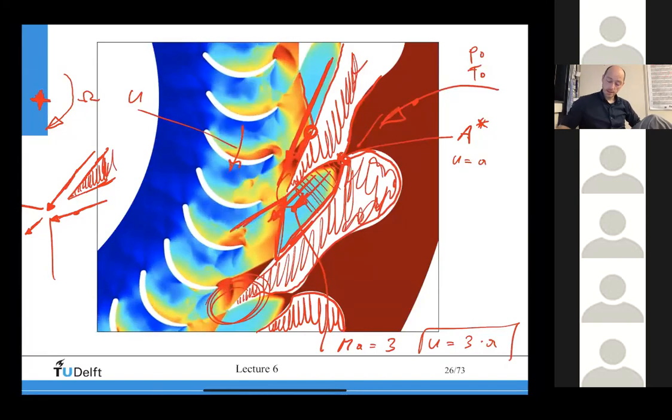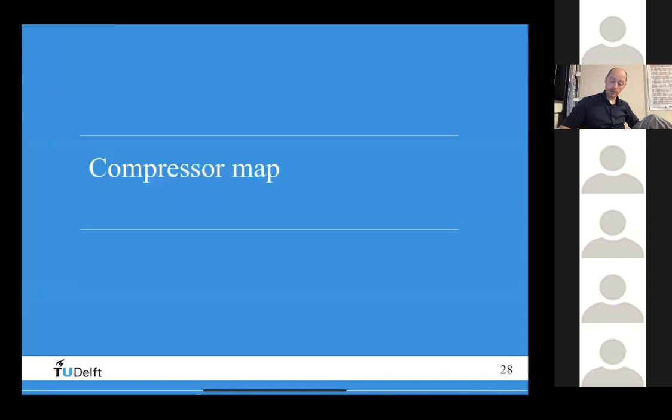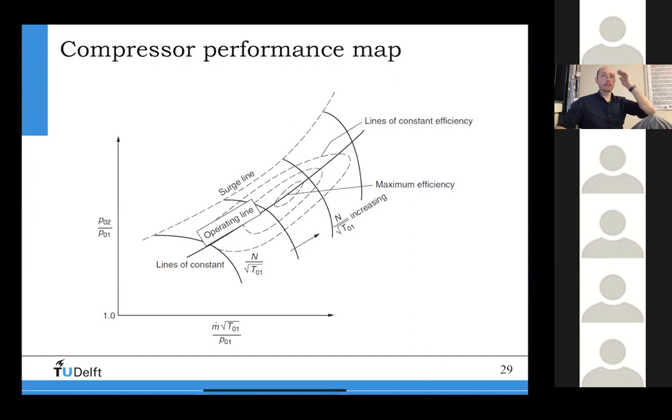Okay. Then this is for you to read in the slides also. So this is just a summary on how a turbine performance map will look like. And now this is something I discussed already last time.